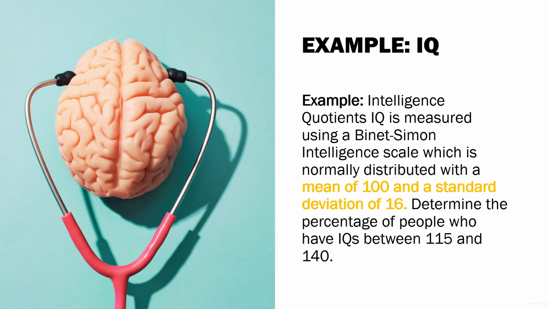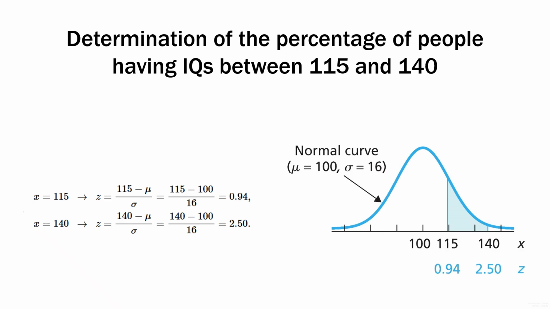Okay, let's do an example. This example is on intelligence quotients, or IQ, and it's measured on a certain scale, which is normally distributed with a mean of 100 and a standard deviation of 16. If you're following along and working as you go through this, stop and write down the mean, which is 100, and the standard deviation, which is 16. It says determine the percentage of people who have IQs between 115 and 140. So let's work through this example.